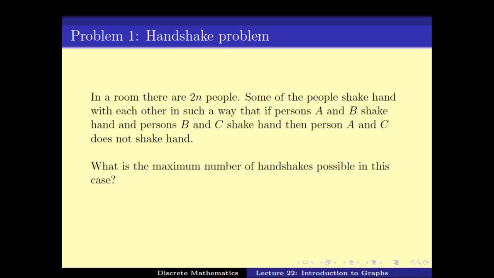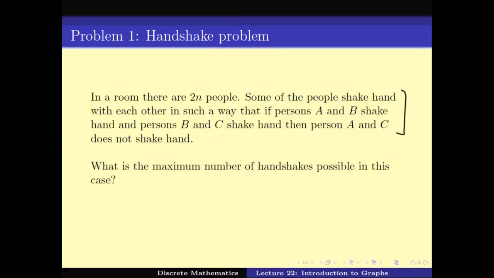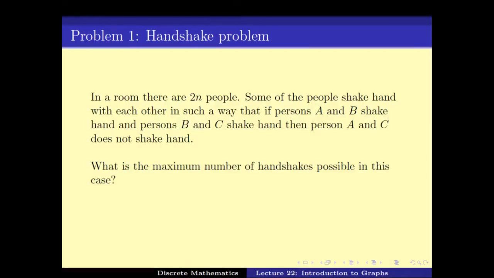Let me quickly ask, how many handshakes can be possible when there are 2n people, when I don't have this condition? So I have 2n people, how many possible handshakes can there be? Let me leave it as a problem and move on to the next problem that comes up.